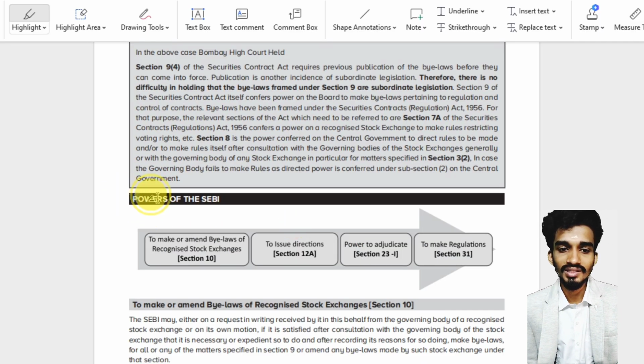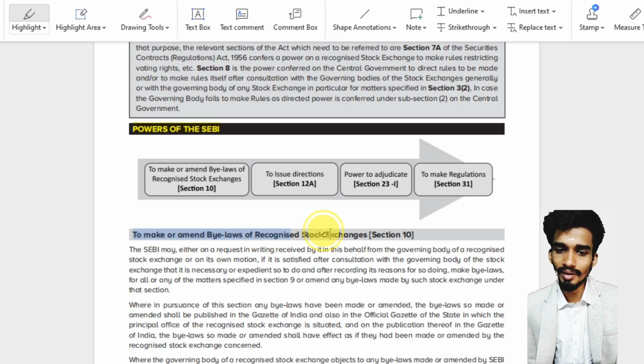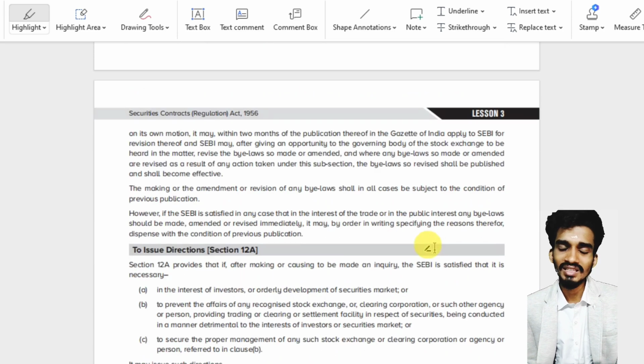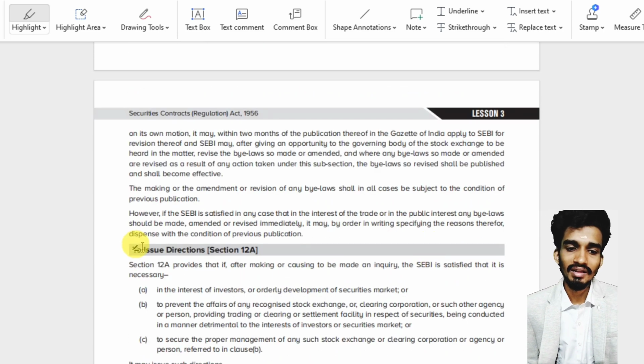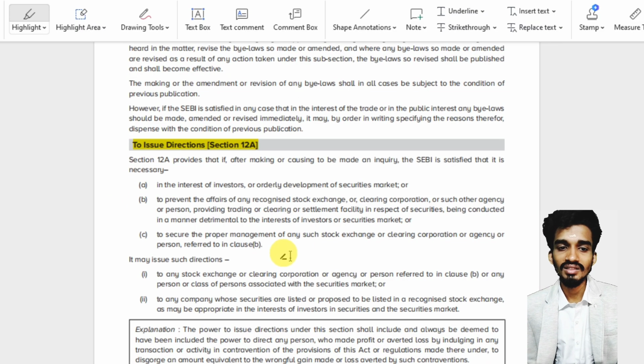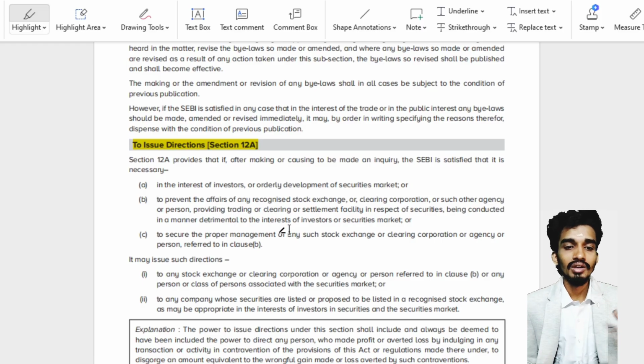And the powers of SEBI. What powers does SEBI itself have? SEBI also has the power to make rules or bylaws. According to Section 10, they can make rules same as the central government, they can amend them, and they have to publish them in the official gazette. Same as the earlier part, and they can issue directions. Section 12A says this: they can direct the stock exchange to do these things if the public is involved.